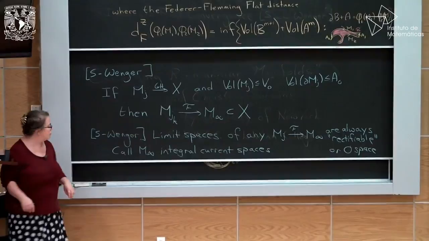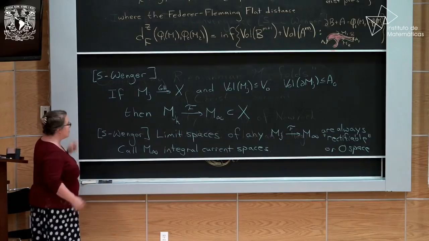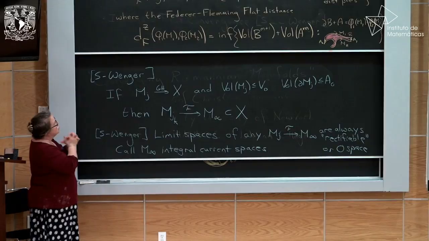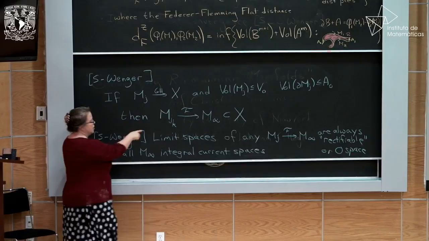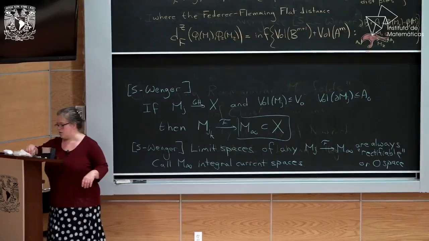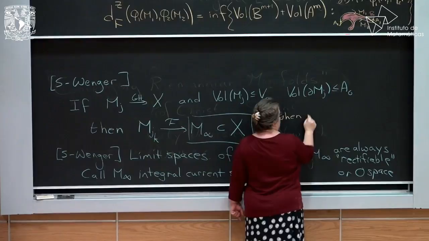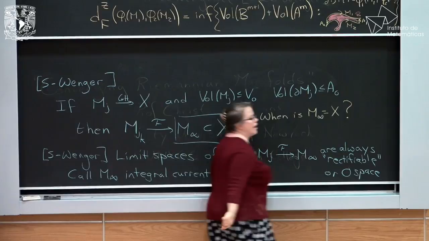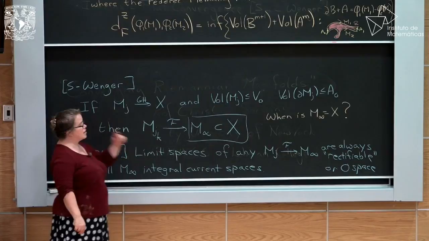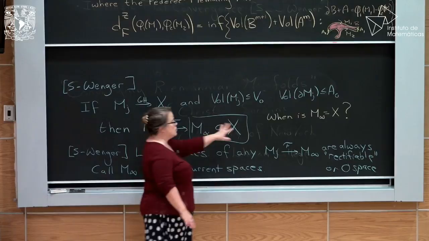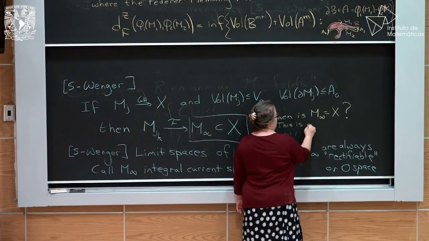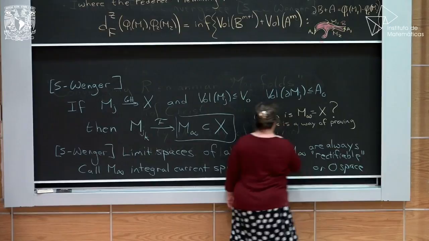Okay, so this is the world of intrinsic flat limits, but then the natural question is, when are intrinsic flat limits equal to Gromov-Hausdorff limits? Usually it's a subset. So the next question is, when is M infinity equal to X? When do they actually agree? Because if you can prove that they agree, then you've just shown the Gromov-Hausdorff limit is rectifiable, which ordinarily you don't have. So anytime you can do this, this is a way of proving a GH limit is rectifiable.